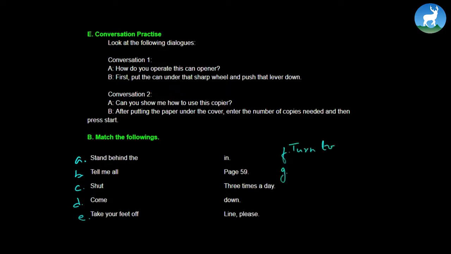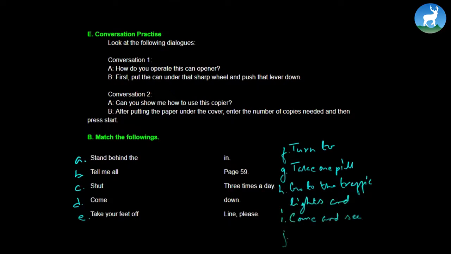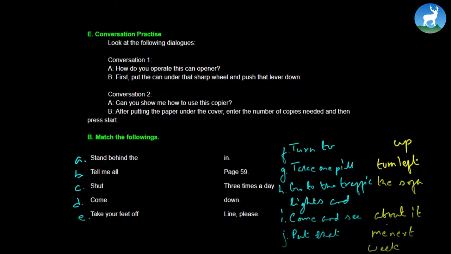Turn to G. Take one pill. H. Go to D. Traffic lights, and number I is come and see. And number J is put that. Okay. Now here, up, turn left, the sofa. So this is H. And about it, me next week is the last one. So okay, it continues. Remember, it continues from here to there.